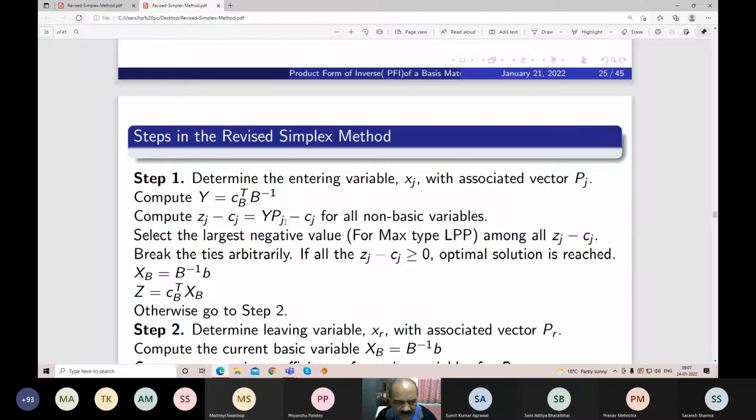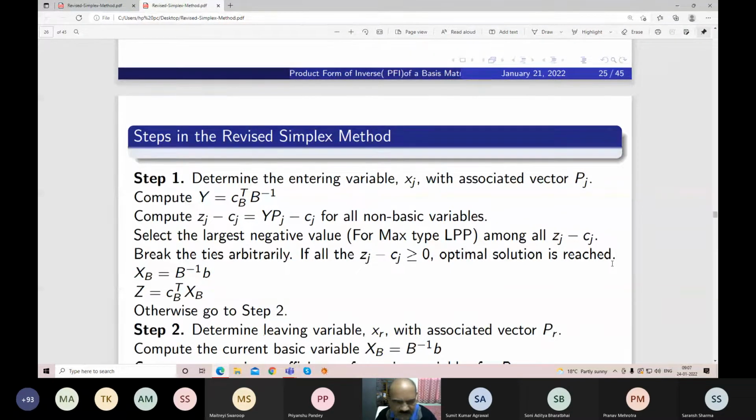After that, select the largest negative value among all the Zj minus Cj elements, because we are considering a maximization type LPP. Select the most negative element. Then break the ties arbitrarily. If there is a tie, you can break it arbitrarily, first come first basis. If all the Zj minus Cj are non-negative, the optimal solution is reached.